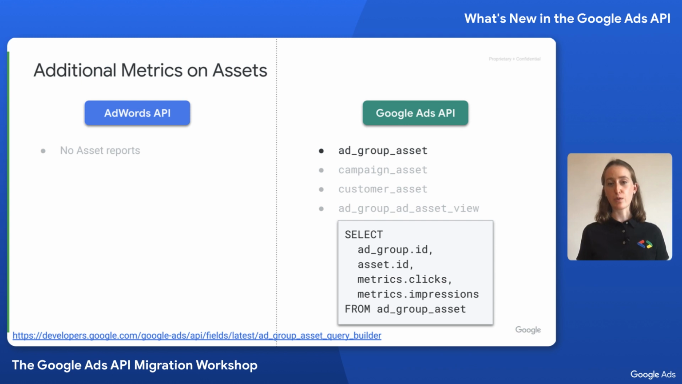Considering asset reporting wasn't available at all in the AdWords API, this is a huge improvement and will unlock a lot of asset performance insights.